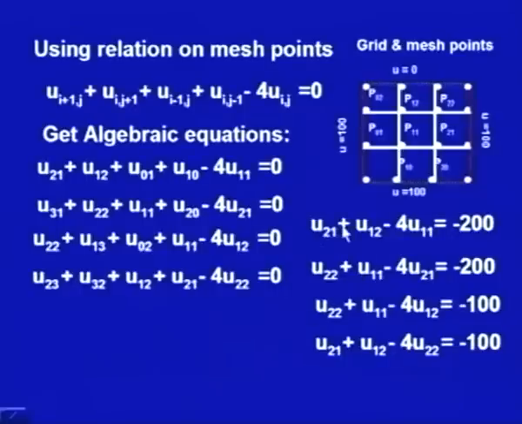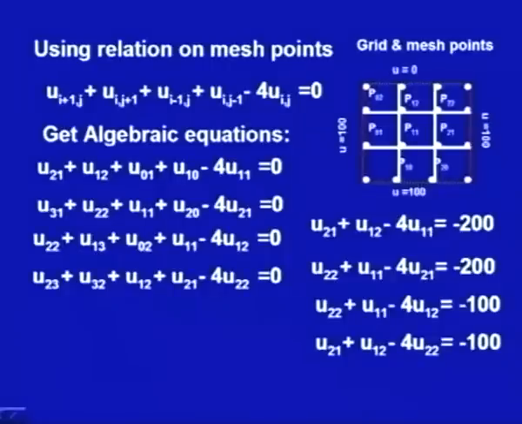Now, we have got these 4 equations in 4 unknowns. What are the 4 unknowns? u11, u12, u21 and u22. So, we can now solve these equations. Let us first see whether we can get a solution or not. Because it is a simpler and smaller system, we can go ahead with the Gauss elimination method.